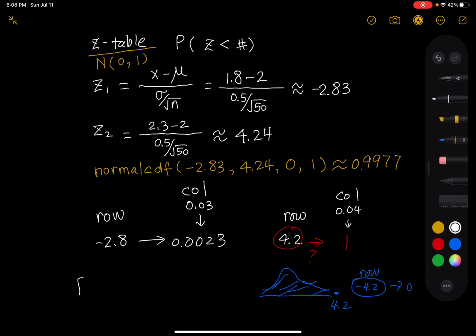So then the probability for our sample mean between 1.8 and 2.3 will equal the big area subtract the small area. You still get the number 0.9977. So that's how we solve problems using the central limit theorem and project it back to the z-table, standard normal distribution, to help us find the answer.